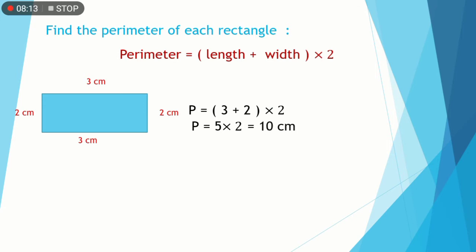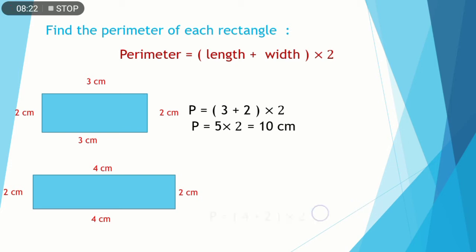The next one: 4 and 4, 2 and 2. How can I get the perimeter of the rectangle? 4 plus 2, all times 2. 4 plus 2 equals 6. 6 times 2 equals, excellent, 12 centimeters.